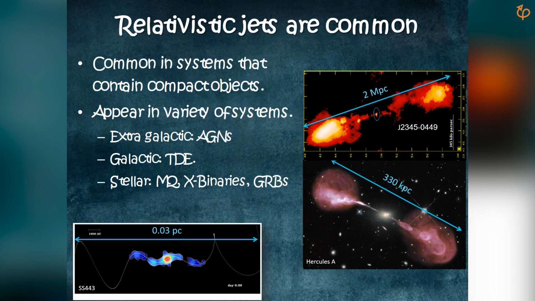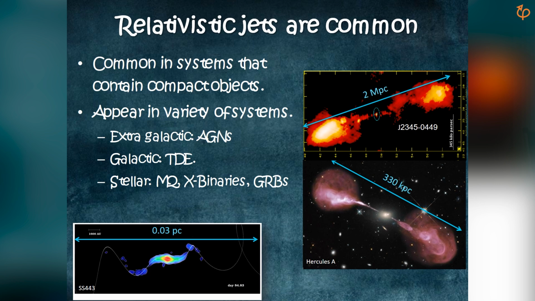And there are also jets in stellar size objects. For example, in microquasars, X-ray binaries that I understand you heard about, also emit jets. These jets are much smaller. The size of these jets is, I don't know, something like 1/10 of a light year, if you want.